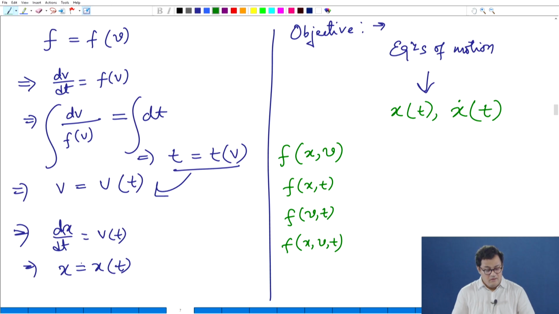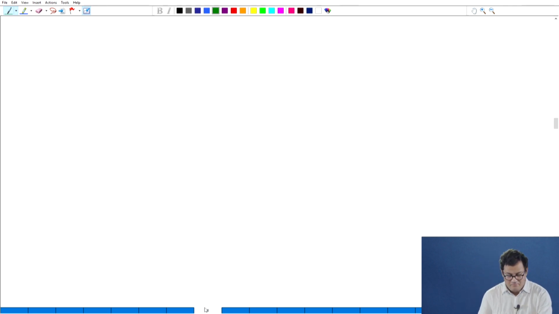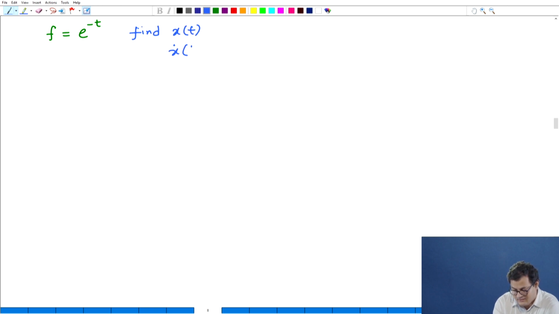Okay. Now we will do some small problems, and after that we will wrap up this lecture. The first one is this one: f is equal to e to the minus t. I have to solve this and find x of t and x dot of t. That is the goal of classical mechanics. Then dv by dt is equal to e to the minus t. If I integrate once, I should get minus e to the minus t plus some c 1.